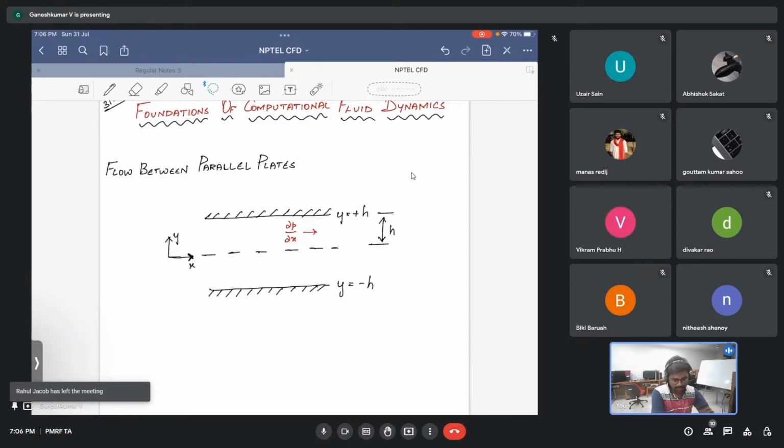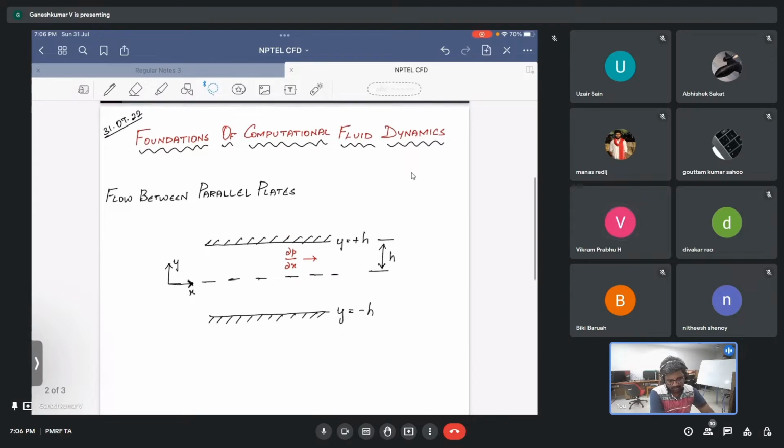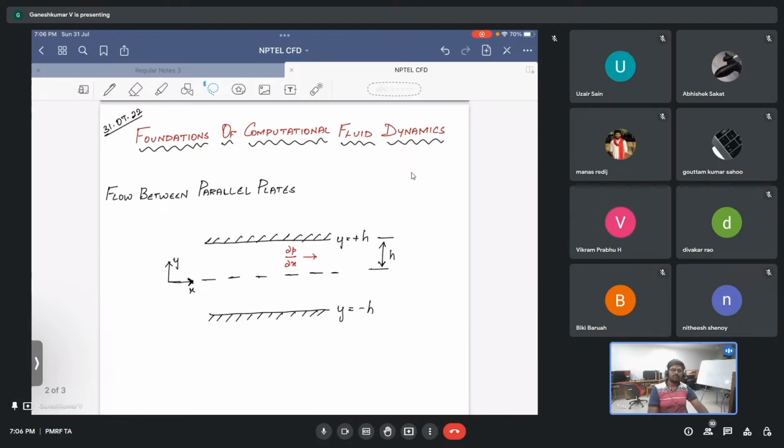So let's get started with today's session. As I said before, we will understand why we need to do computational fluid dynamics. The reason for doing computational fluid dynamics, or solving any fluid problem through a numerical method, is that we cannot solve it analytically. Why can't we solve it analytically? What are the challenges we face when we solve it analytically? That we will look into in this session.